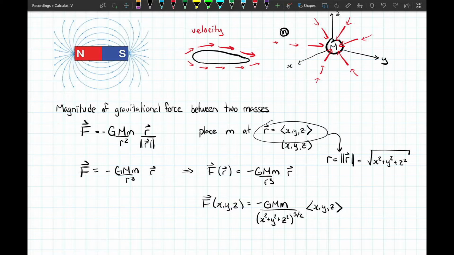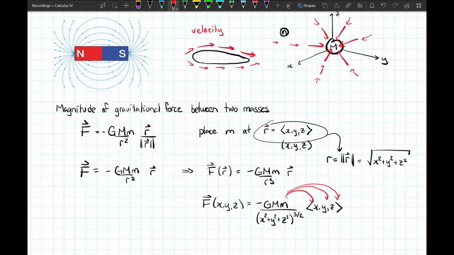that as negative G M little m over x squared plus y squared plus z squared, all to the 3 halves, because we have that square root being cubed, multiplied by x, y, z. And that's just a scalar, so that could actually be distributed onto each component if we wanted to write the whole thing inside the vector.